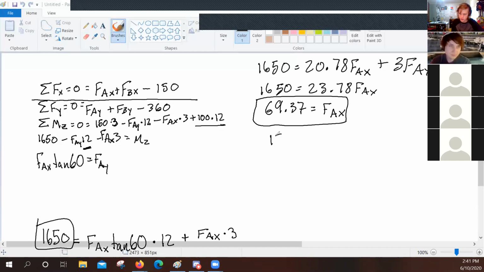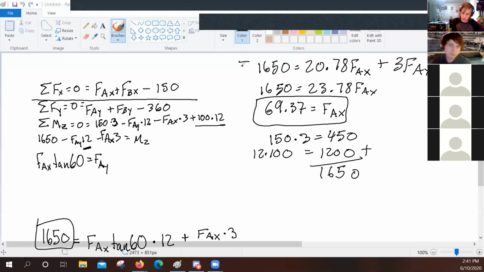So 150 times 3 equals 450. And then 12 times 100 equals 1200. Add those together and we get 1650. Okay? So this whole thing up here is actually our moment equation. It's just been rewritten and changed a little bit. Okay? Does that make sense?